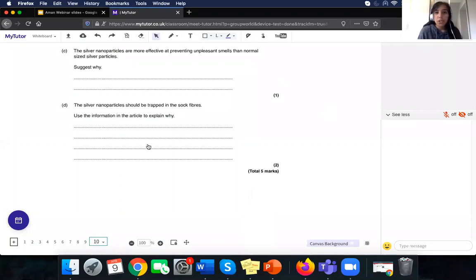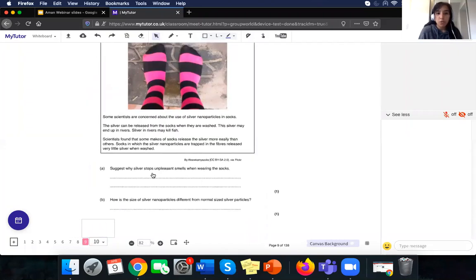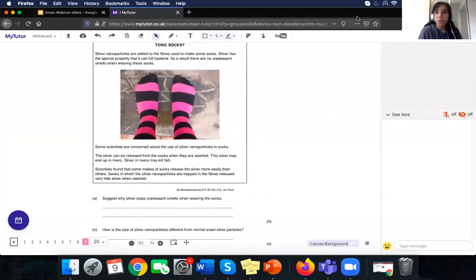The final question then is the silver nanoparticles should be trapped in the sock fibers. Use the information in the article to explain why. So I'll go back to the article. It says the silver nanoparticles should be trapped in the sock fibers. So why should the silver nanoparticles be trapped in the sock fibers? What do we think? Why should we trap them?